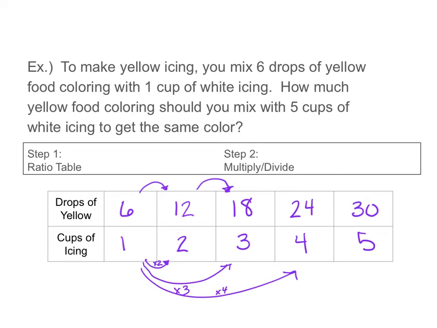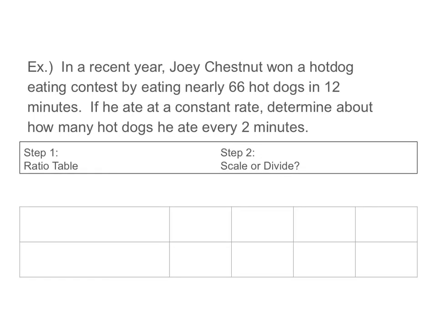All right. Here's our next question. In a recent year, Joey Chestnut won a hot dog eating contest by eating nearly 66 hot dogs in 12 minutes. If he ate at a constant rate, determine about how many hot dogs he ate every 2 minutes. So we're going to set up our ratio table using the 66 hot dogs in 12 minutes, and then we need to scale or divide, okay? So let's go ahead and set this up.